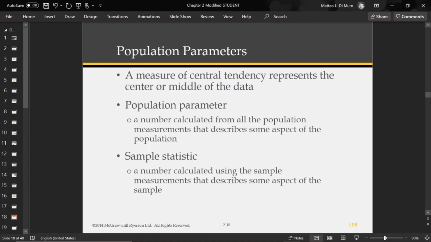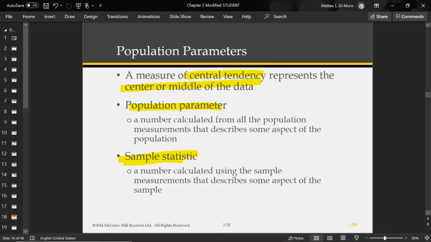Population parameters. So it's that fancy word again. A measure of central tendency represents the center or middle of the data. It's an average. Okay, central tendency is just the average. People talk about the average all the time. What is a population parameter? Well, a number calculated from all the population measurements that describe some aspect of the population. So if you talk about the average height of basketball players, that's a population parameter for basketball players, right? Like what is the average height in the NBA? What is the average height on basketball high school teams? Okay, those are all maybe going to be different.